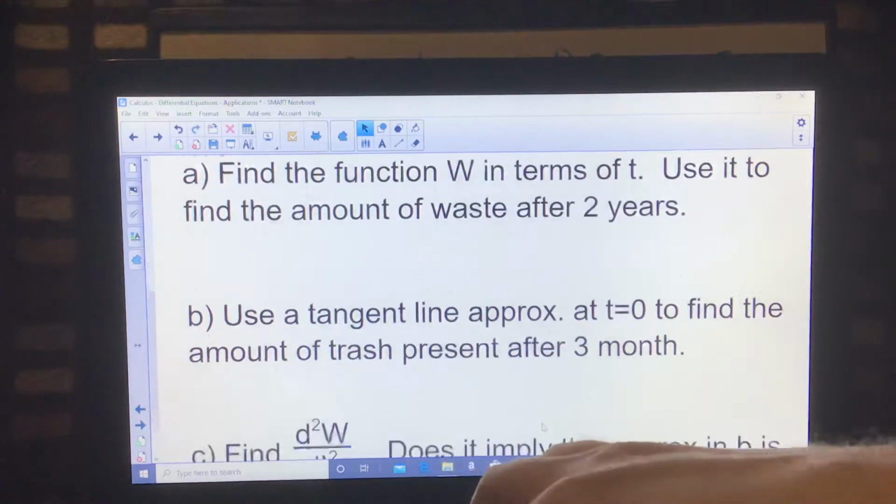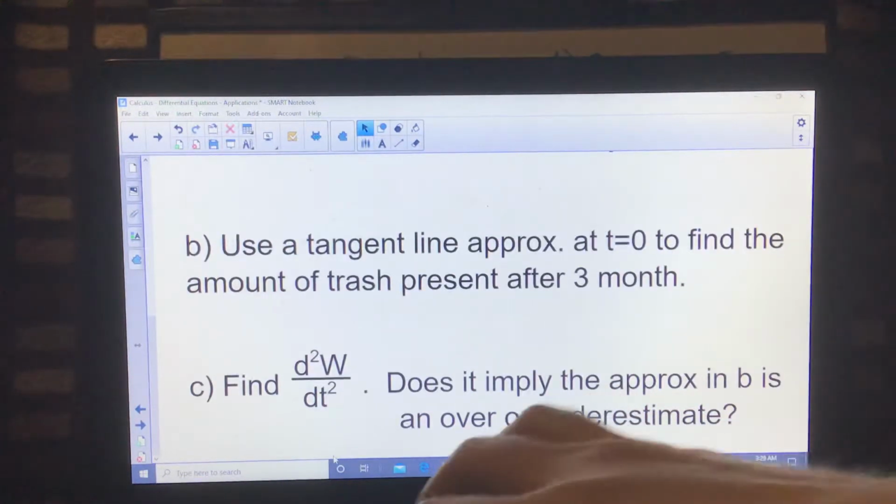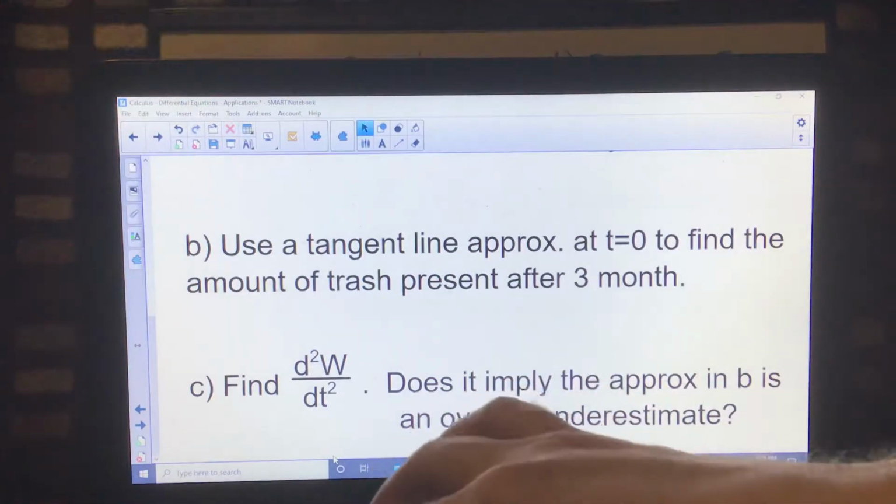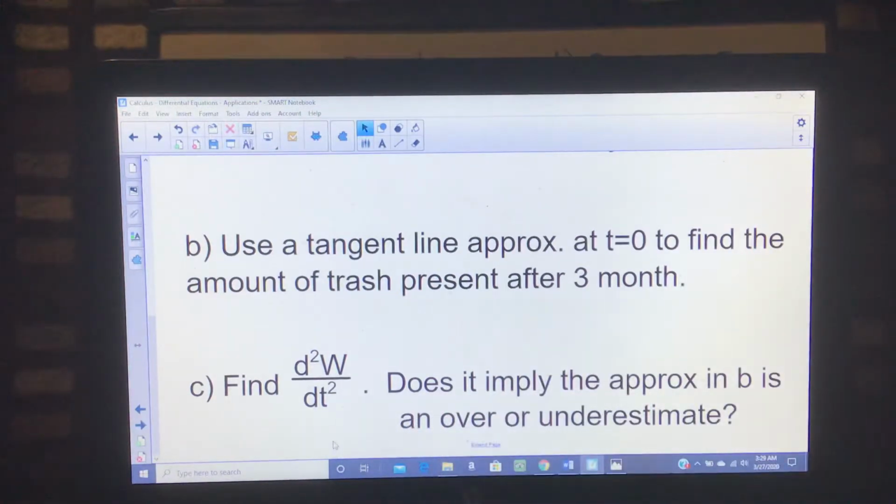And then the last part once again tests something from previous in the course. It wants us to find the second derivative. Remember, d squared w over dt squared is that Leibniz way of saying we want the second derivative of w with respect to t. So we have the first derivative, so we just need to take the derivative of that derivative, and we can get the second derivative.